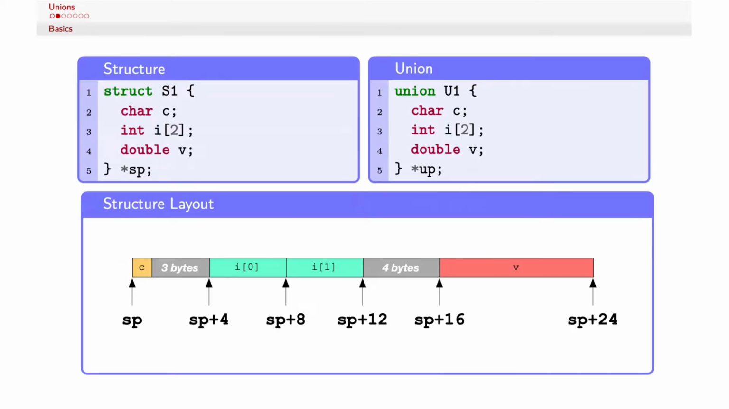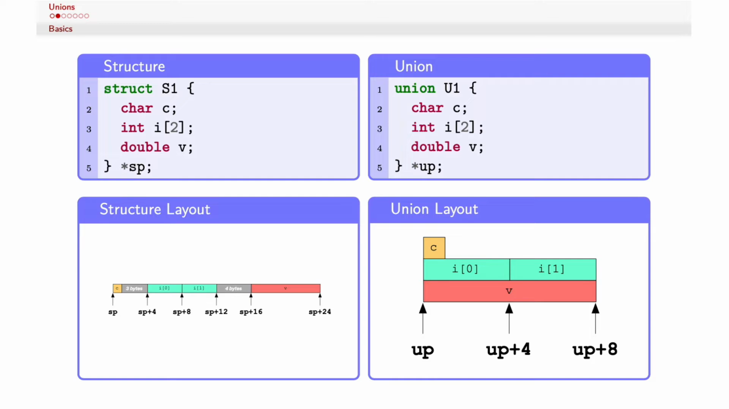So this is the layout of the structure, as you won't be surprised to see. We've got a character at the beginning here corresponding to this first element. Then we have to skip some bytes to get to an integer alignment location, and then we can store the two integers in this array. That only brings us up to an address offset of 12. We're not aligned on an 8-byte boundary, so we've got to skip 4 more bytes, and then we can store our double. So that should all be familiar to you by now. Let's see how the union is laid out in memory.